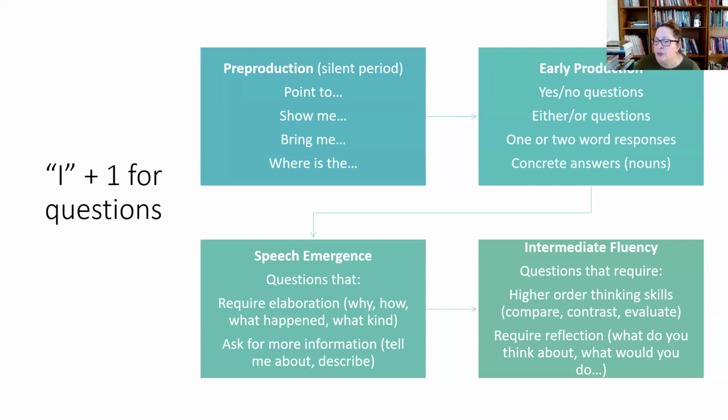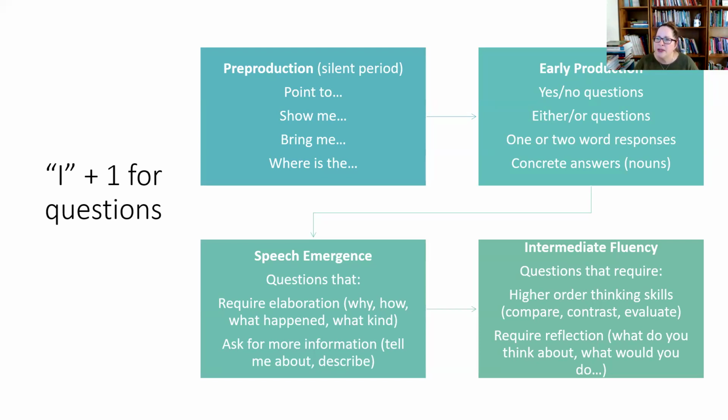The fourth phase is intermediate fluency, and this is the first time we can effectively ask questions that require higher order thinking skills. That's the CALP, the Cognitive Academic Language Proficiency. So questions that ask students to compare or contrast or evaluate, or that require reflection. I'd like you to take a moment to look at your questions, where they're situated on these 4 levels of language development, and whether your criteria for easy versus difficult aligns with the phases of language development.